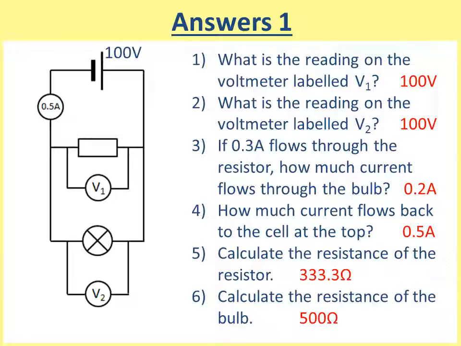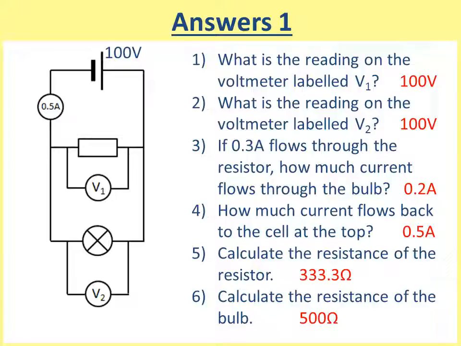Question number 3. We can see from the ammeter that 0.5 amps is travelling down that wire. Then it comes to a junction and the question says that 0.3 amps flows through that resistor. And that must mean that 0.2 amps is left to travel through that light bulb.